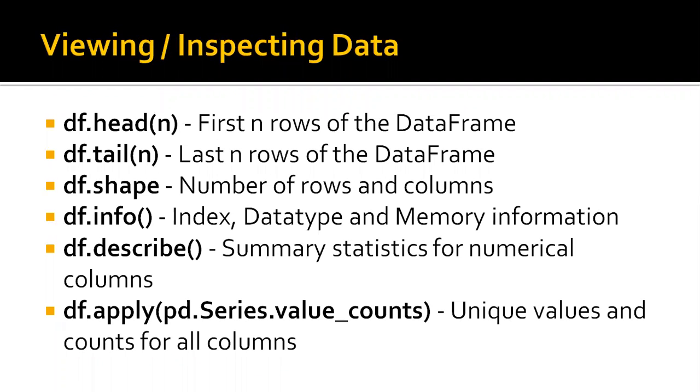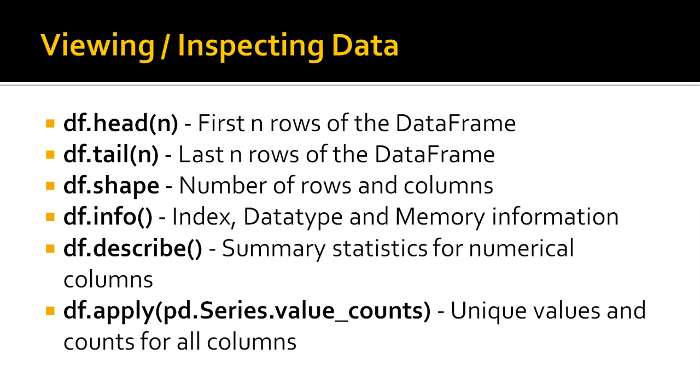And how are we inspecting and viewing the data? Head is a function which shows the first rows, and tail shows the last rows. And we can specify the number. Let's say for example I have 4 lakh rows. I want to show only the first 100. You can use data frame dot head of 100, so it shows the first 100 rows. If I want to see the last 100 rows, you can use tail of 100.